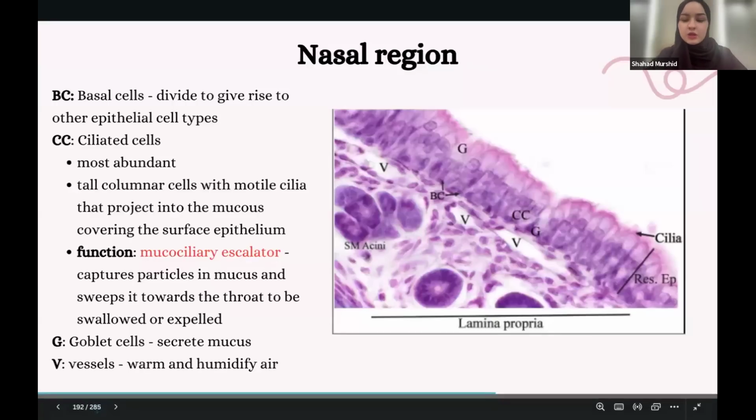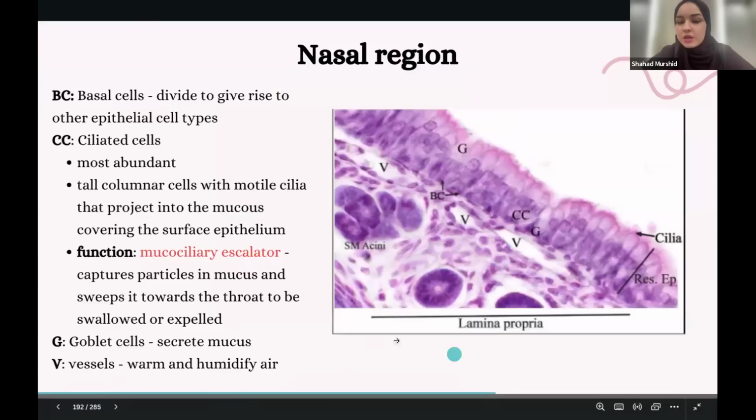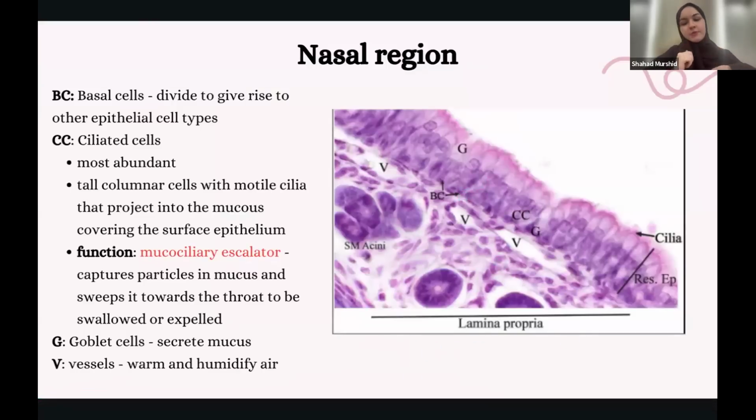Okay, so now zooming into this even further, or talking about them in more detail. First of all, we have these basal cells. They're at the base. They don't go up to the epithelial surface. They sit between the lamina propria and the epithelium. Their function is basically to give rise to other epithelial cells. So they're like stem cells.